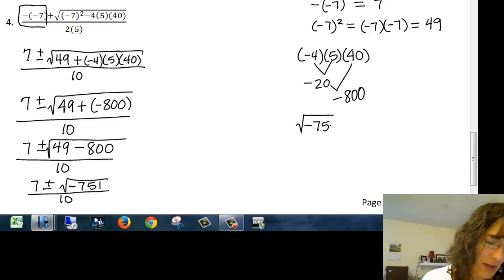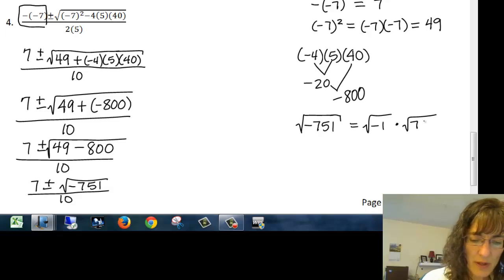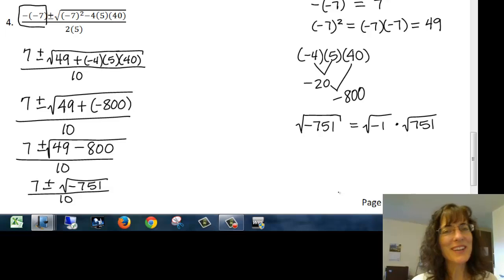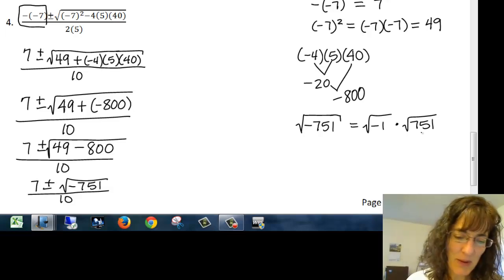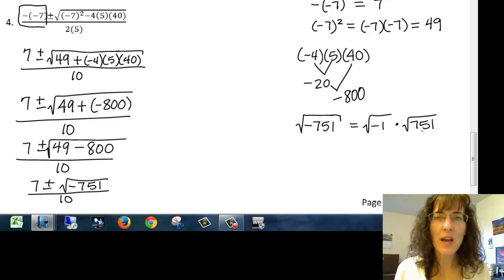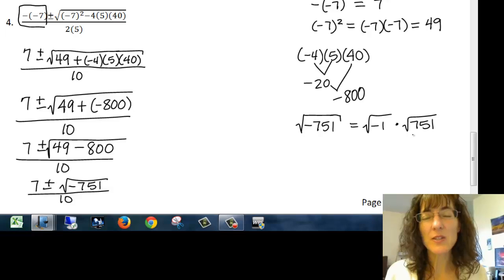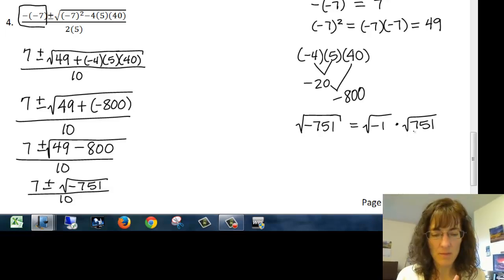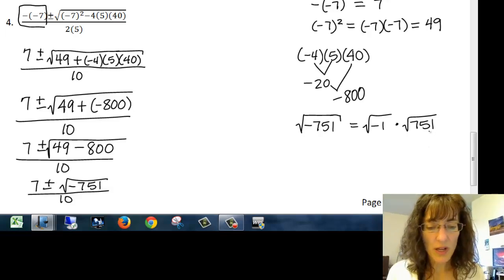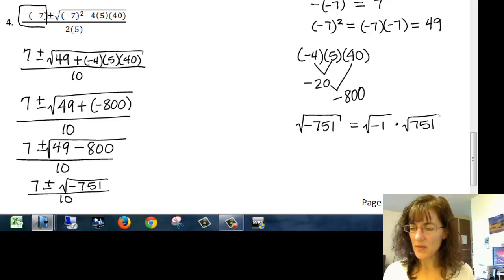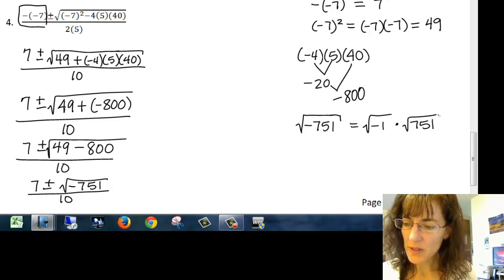So negative 751, I can see is going to be the square root of negative 1 times the square root of 751. And I'm looking at 751 and thinking, I wonder if there are any factors. So if I add up 7 plus 5, I get 12, plus 1 is 13. So I know that 3 won't work, 9 won't work. I know 5 won't work, 2 won't work, 10 won't work. I can try 7. So 751 divided by 7. It doesn't come to a whole number.